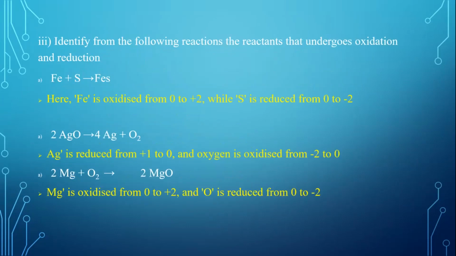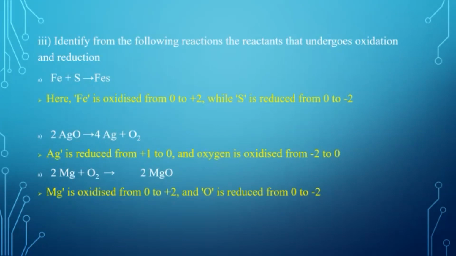Okay, now go and see the third one. Identify from the following reactions. See students, in this also, in your question paper, a correction is there. You have to identify from the following reactions the reactants that undergo oxidation and reduction. Some printing mistake is there in your question paper, so kindly correct that.